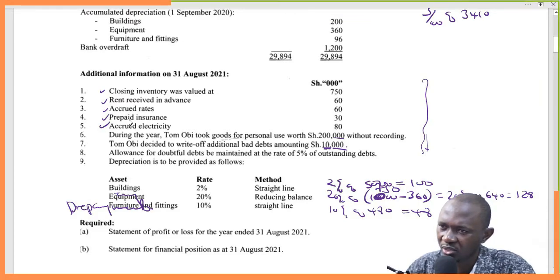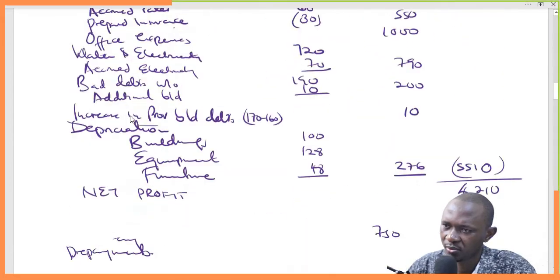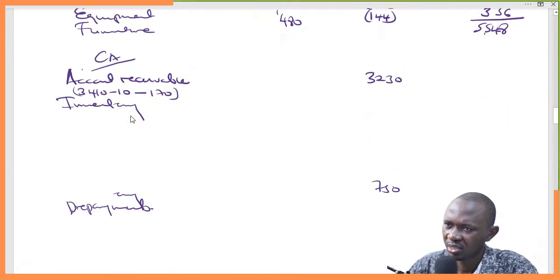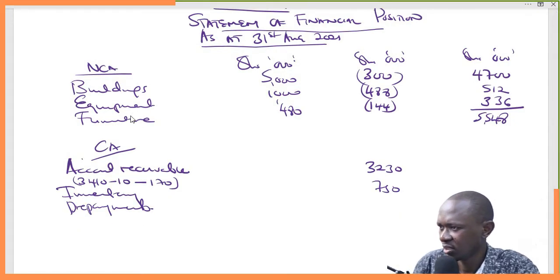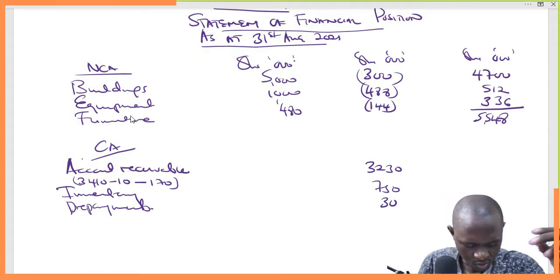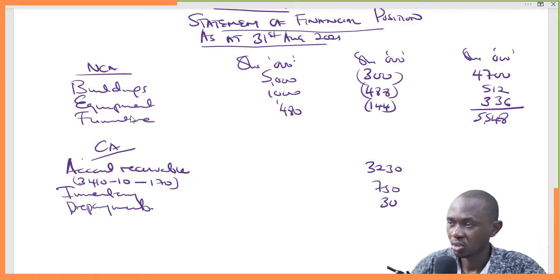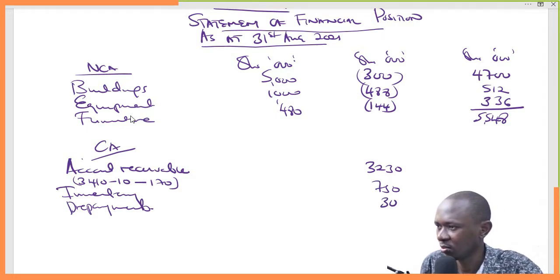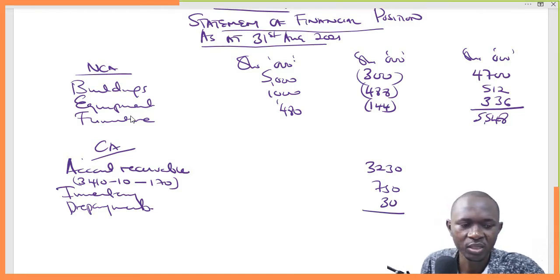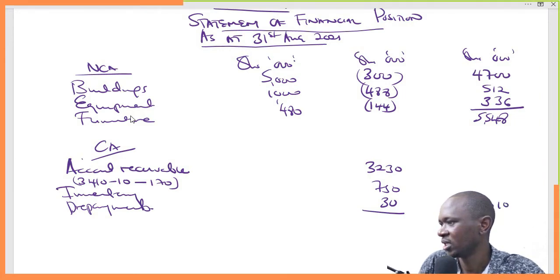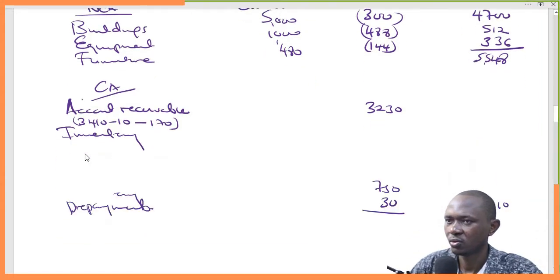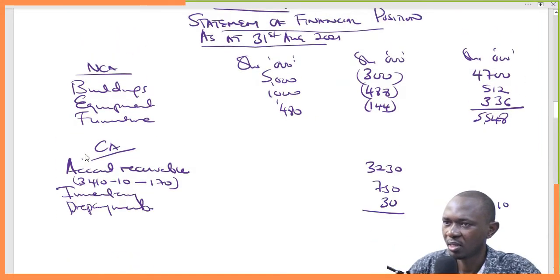So we have prepaid insurance. I think that's the only thing we have. So prepayments 30. Do you have anything else? Doubt if we have anything else. So if we don't have anything else, let's get the total. This is 3,230 plus 780. That gives us 4010. Then we go to current liabilities.